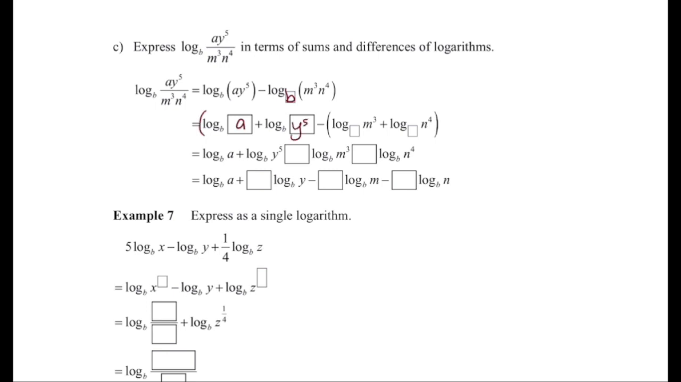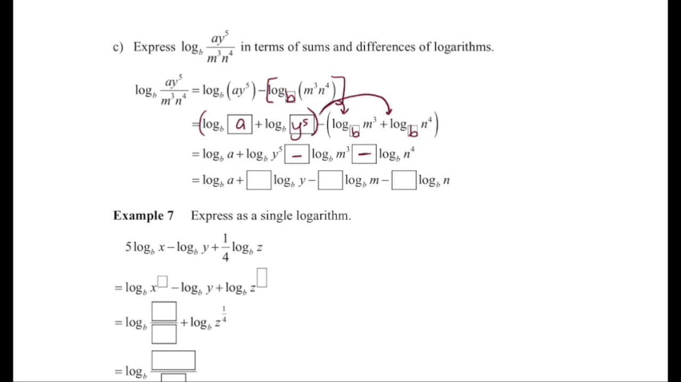So I'll have log base b of a plus log base b of y to the fifth. And if it helps you to keep these in parentheses, please do so. And then I'm going to subtract everything on the right. I'm subtracting all of these items, so be careful with your subtraction. I'll now have log base b of m cubed plus log base b of n to the fourth. I'm going to distribute the negative, providing us then with log base b of a plus log base b of y to the fifth minus log base b of m cubed minus log base b of n to the fourth.